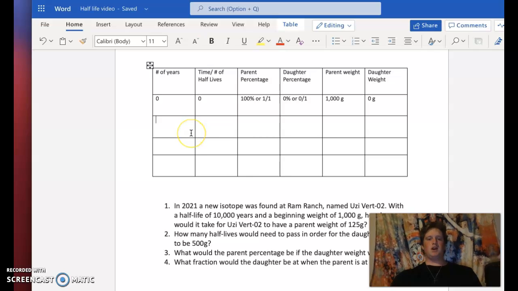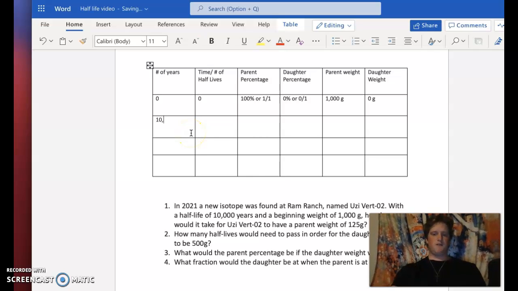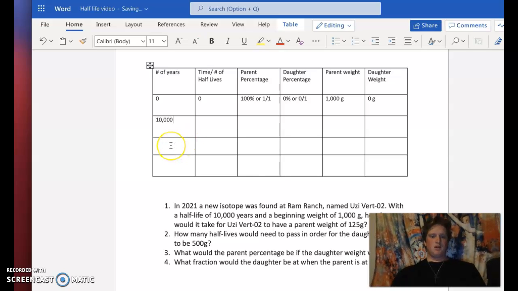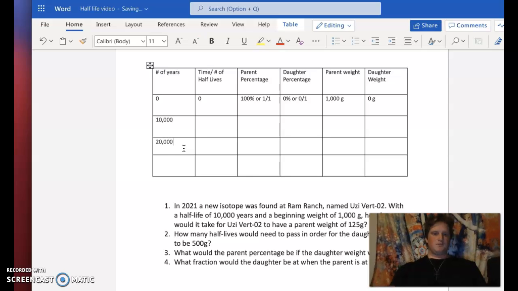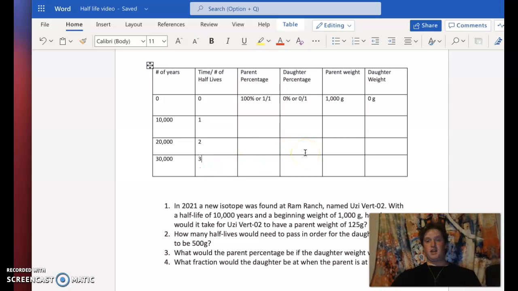So we can go ahead and update the number of years that go by. So its life would be 10,000. The second one would be 20,000. And the third one would be 30,000. And then the number of half-lives, you'd do 1, 2, and 3. Pretty simple, not too hard yet, at least.